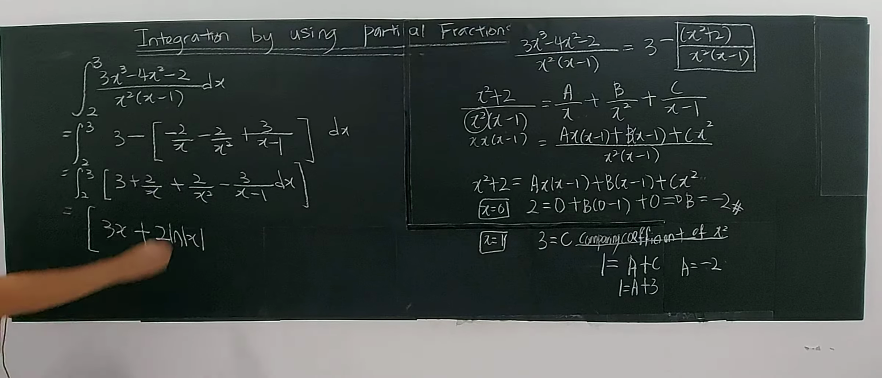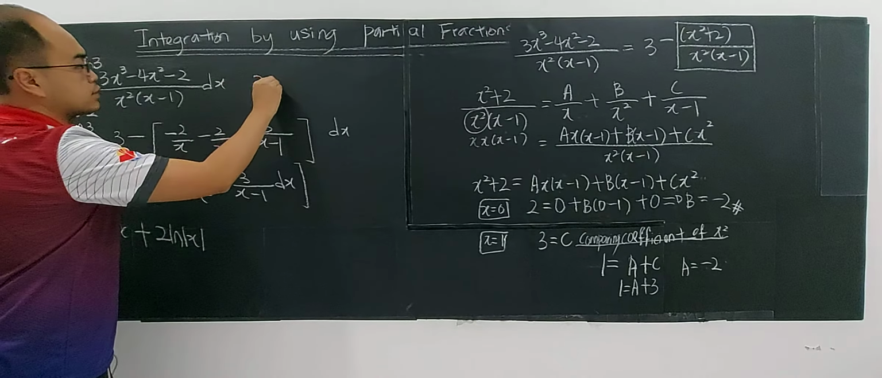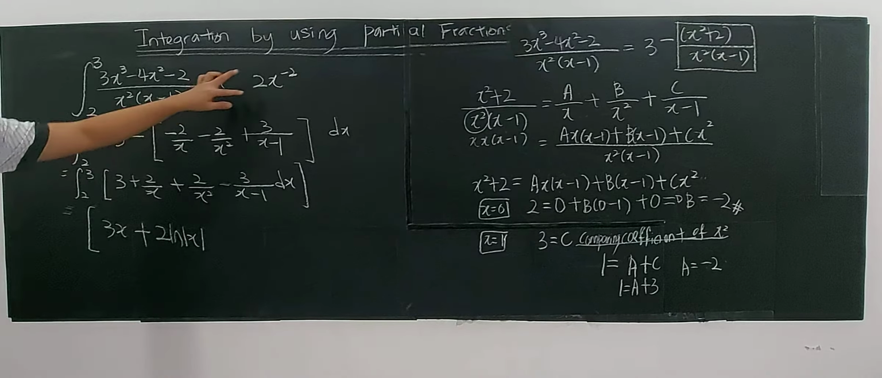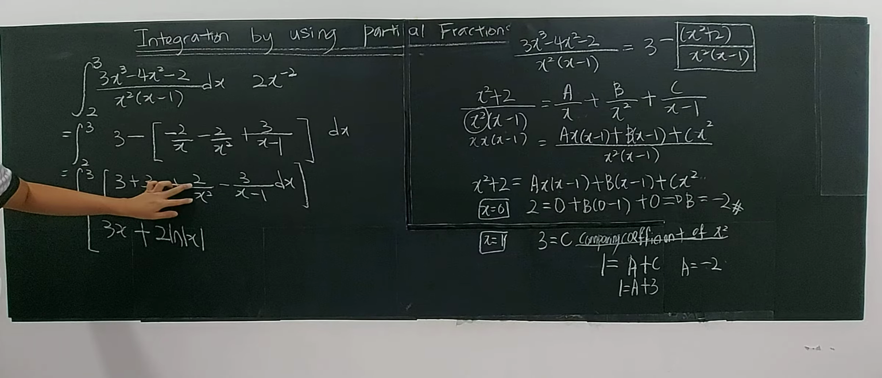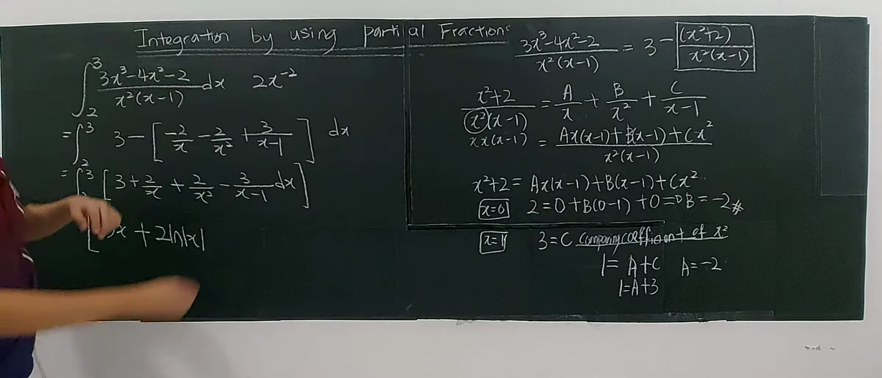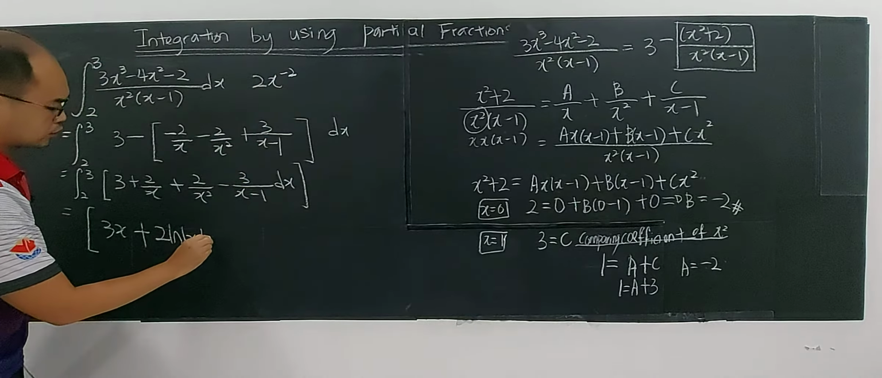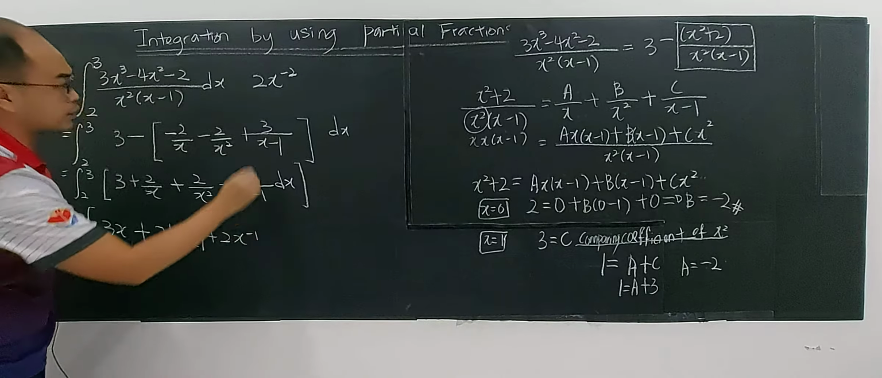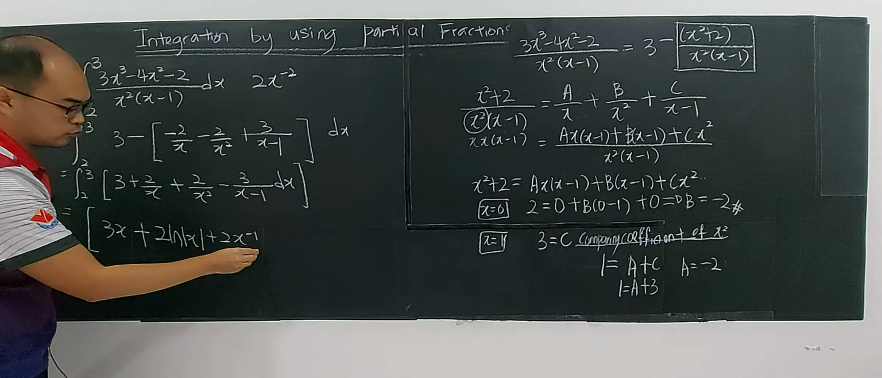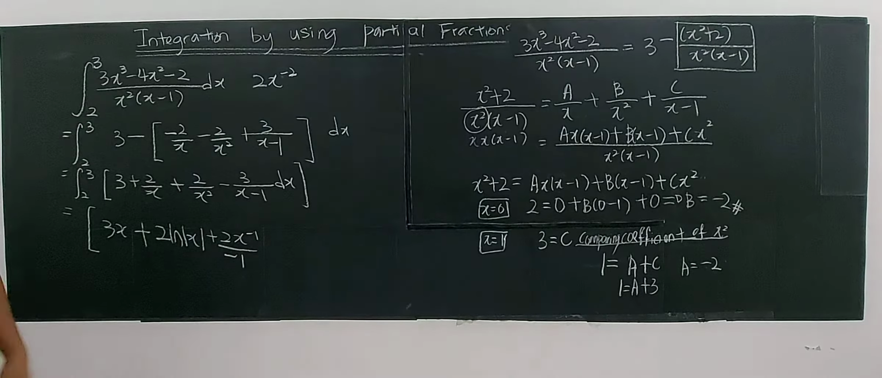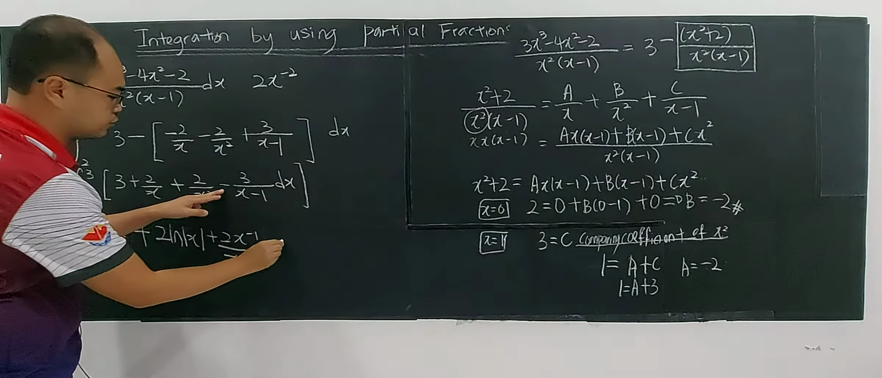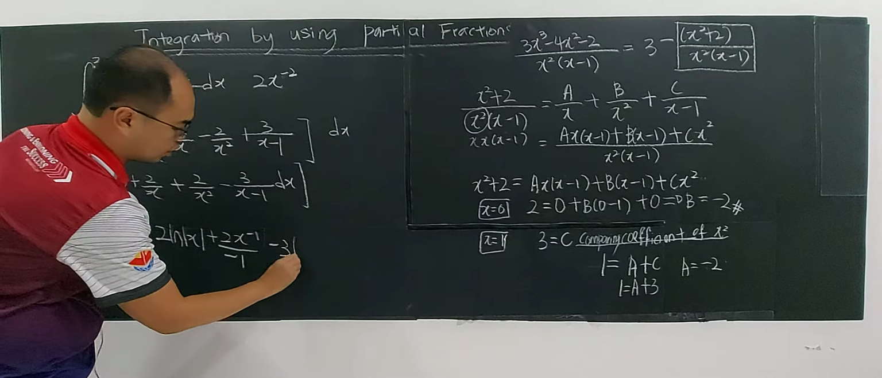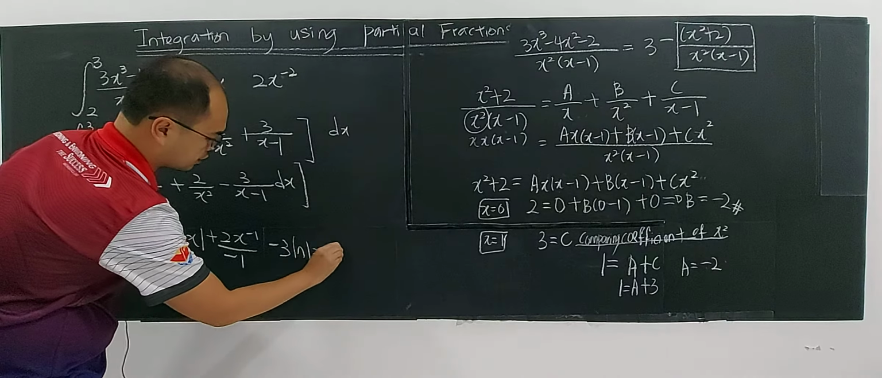So 2 over x squared, this is a quadratic. So you can rewrite this as 2x to the power of negative 2 and apply the basic rule of integration. So as you integrate, you add 1. So you get 2 x to the power of negative 1 over negative 2 plus 1, negative 1. And finally, this one is negative 3 over x minus 1, which is ln modulus x minus 1.